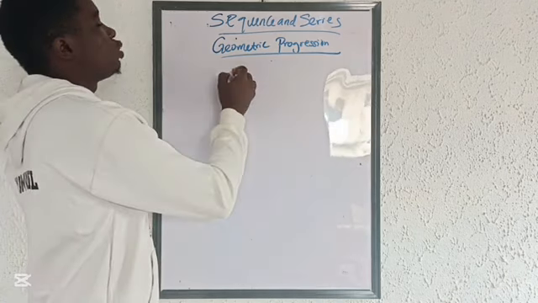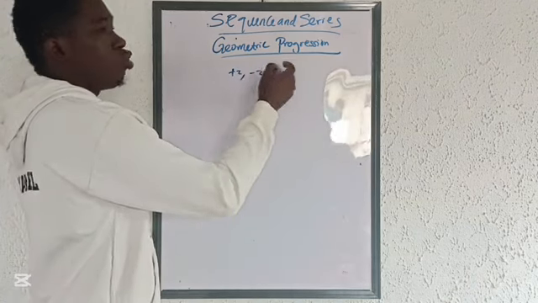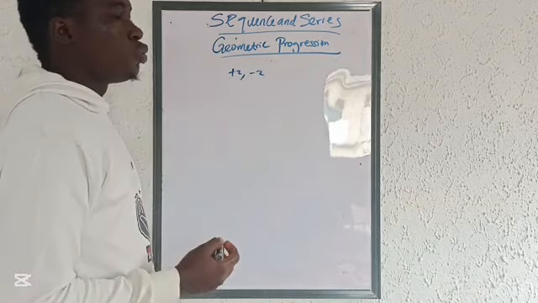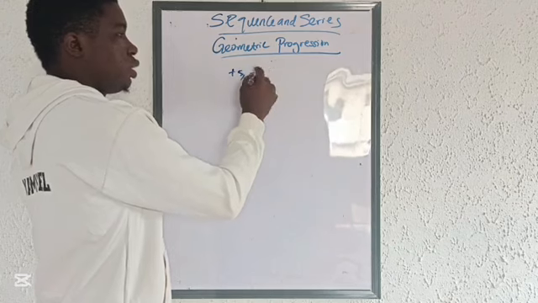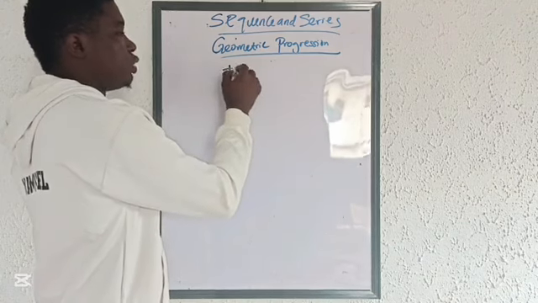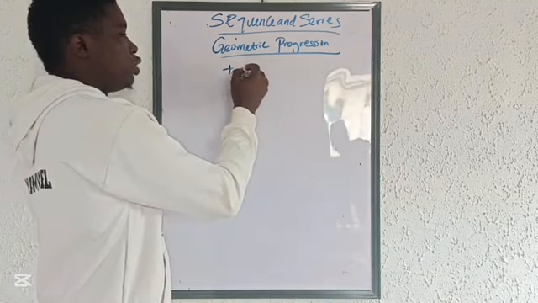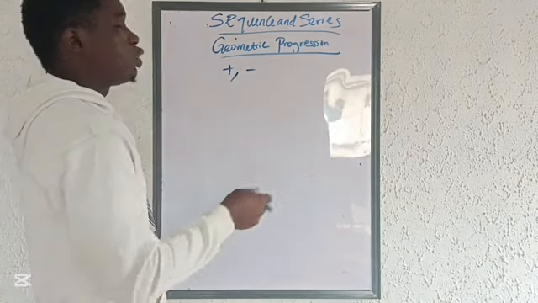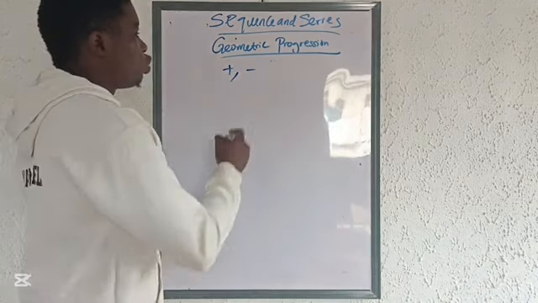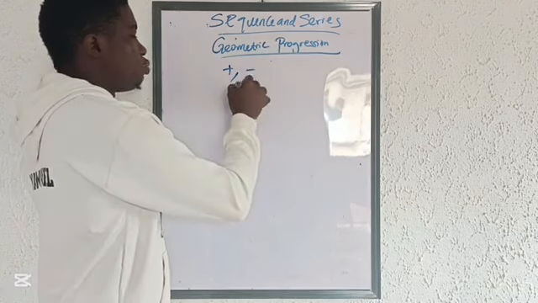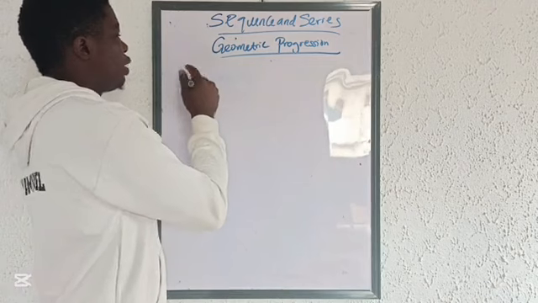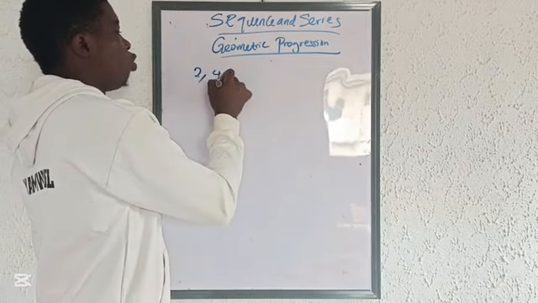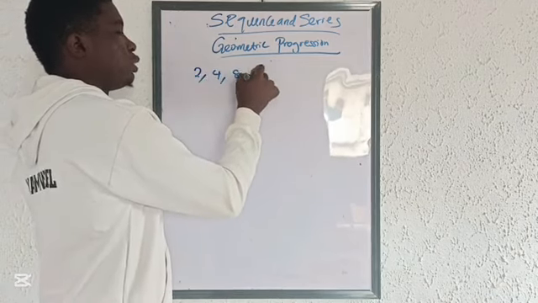Arithmetic progression uses a common difference, which is either plus 2 or minus 2, or it can be plus 5 or minus 5. What I'm saying is that it works with addition and subtraction for the common difference. But for geometric progression, we deal with exponents, multiplication and division. For example, if you have something like 2, 4, 8, 16.